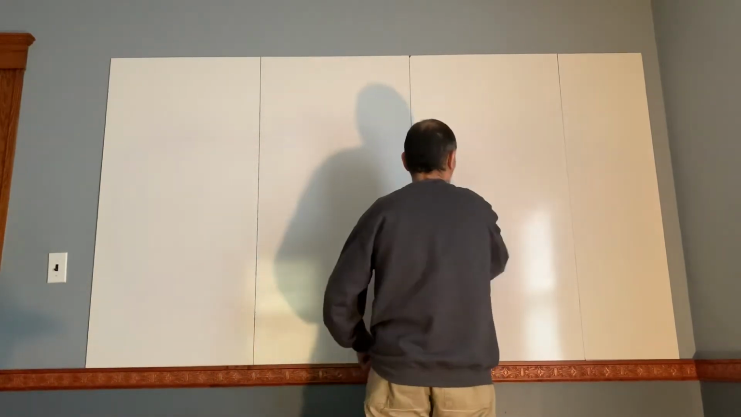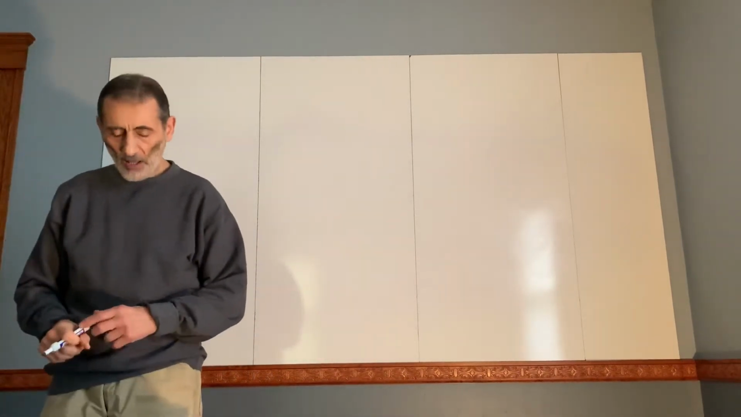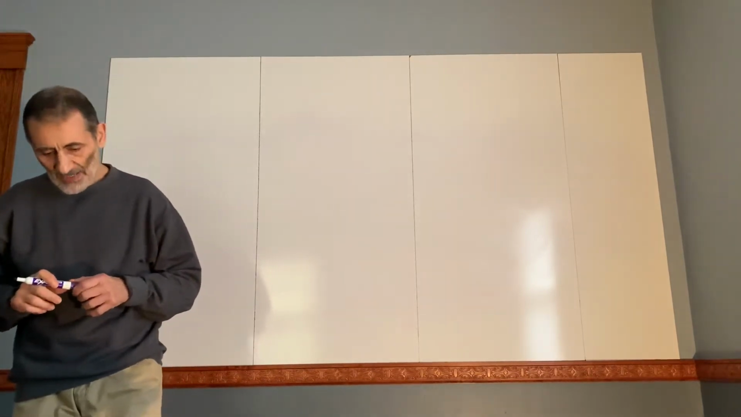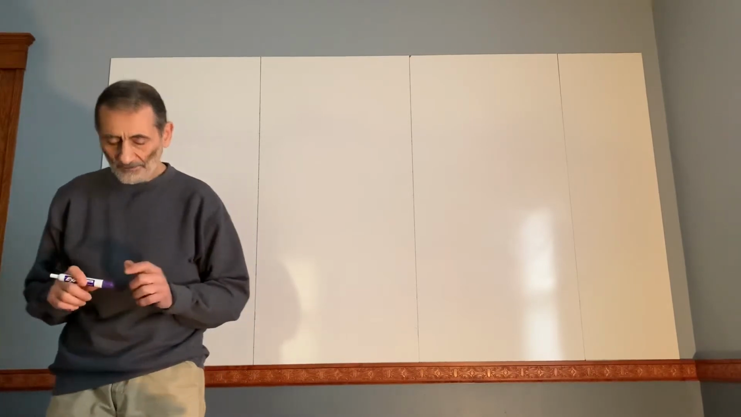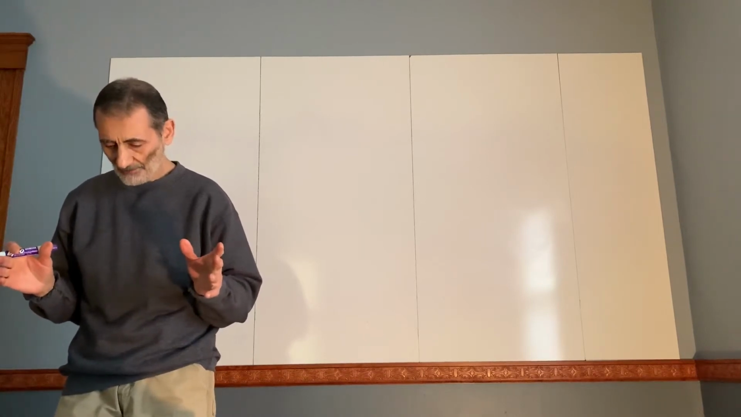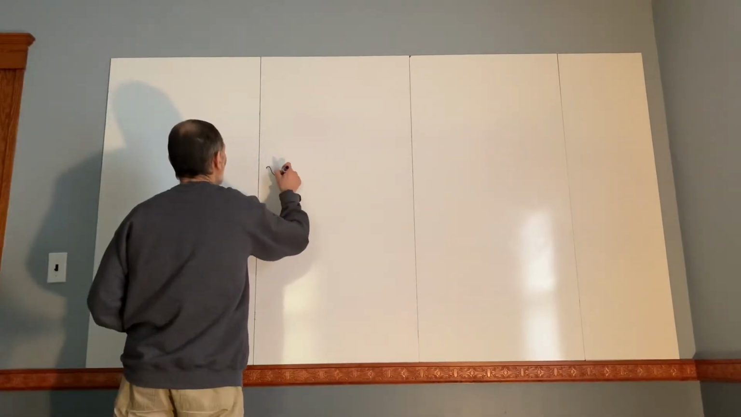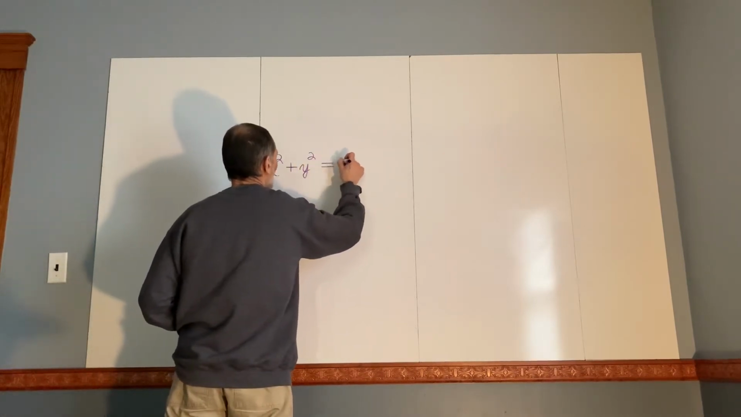Okay, so now let's take a look at the kind of problems we'll do. Again, in practice, we will differentiate whole equations with both x's and y's in them. And our strategy for finding dy dx, which is what we're going to do, will be, number one, differentiate every term with respect to x. Okay, let's take an example. x squared plus y squared equals 25.